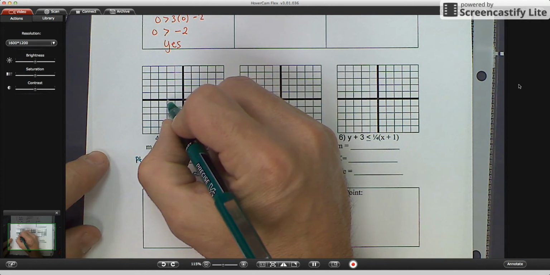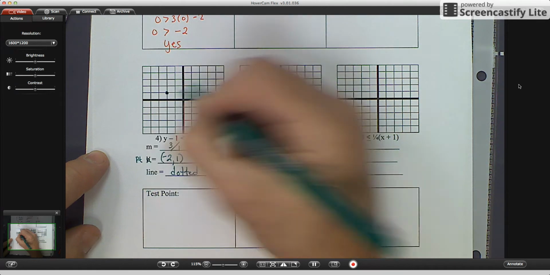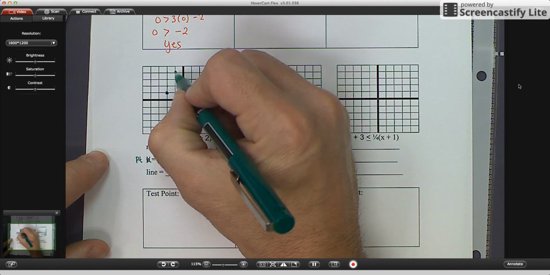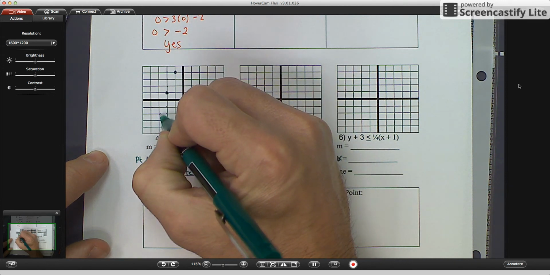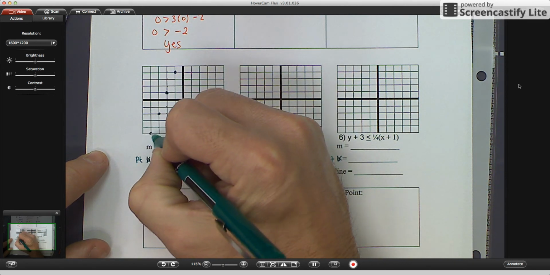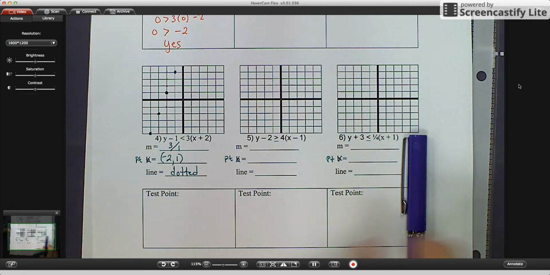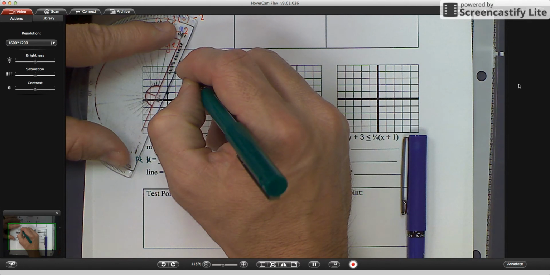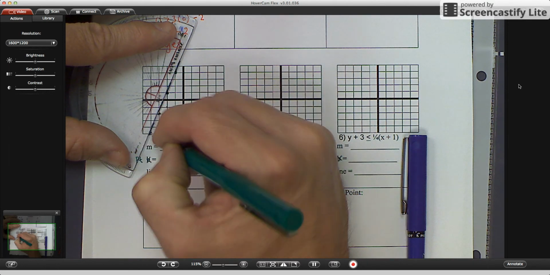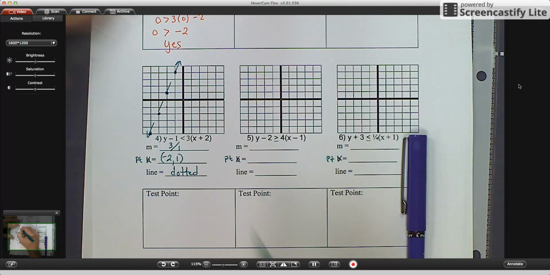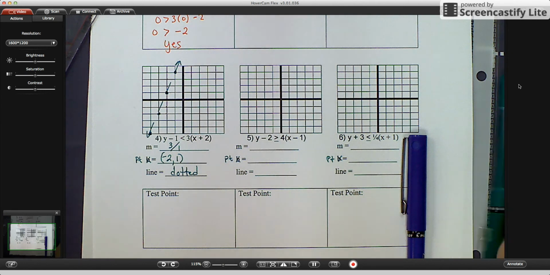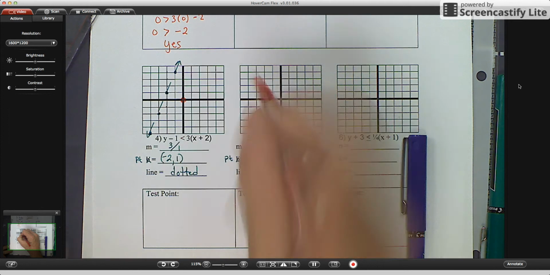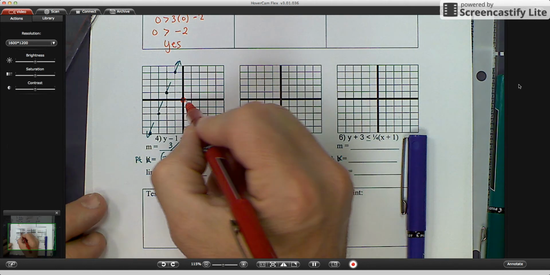We're going to go negative 2, positive 1 here. And then we will go up 3, 1, 2, 3 to the right 1. And we'll go down 3 to the left 1 and down 3 to the left 1. And again, since it's a less than, your notes say it's going to be another dashed line. So we have a dashed line there. And again, I'm going to pick the test point 0, 0 because it's the easiest one to select. And as long as the line doesn't go through 0, 0, we can use that as a test point.